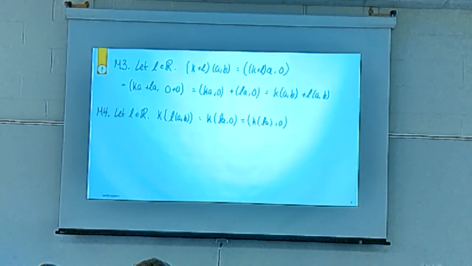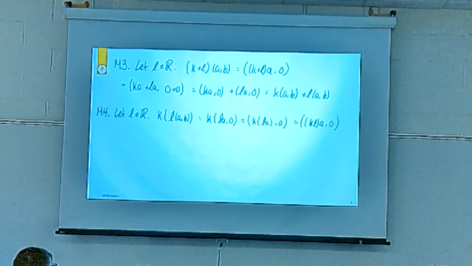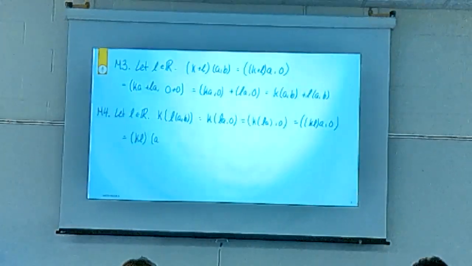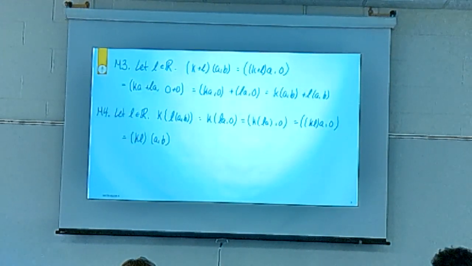K, L, and A are all real numbers, which means multiplication is associative. Grouping doesn't matter. So why not group it this way? But now K times L is a scalar. So we can write that.